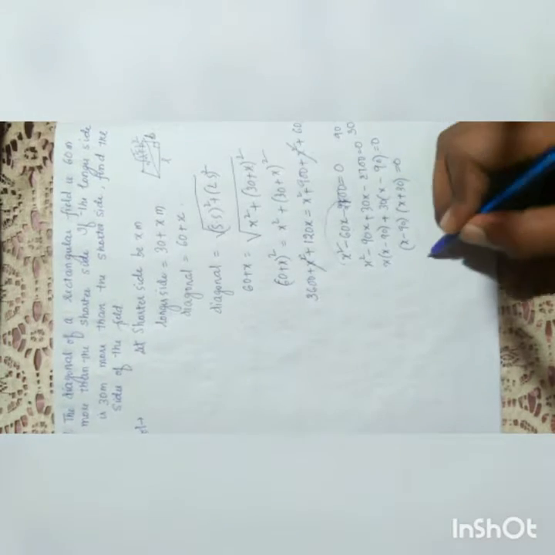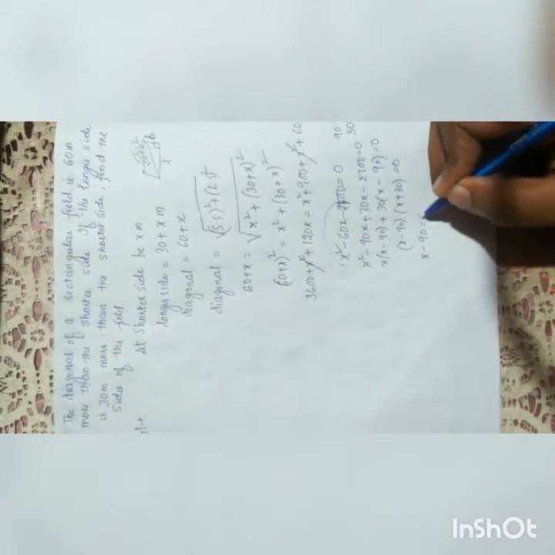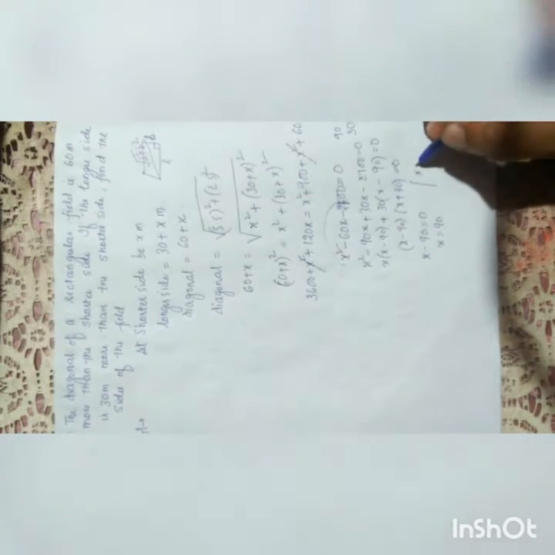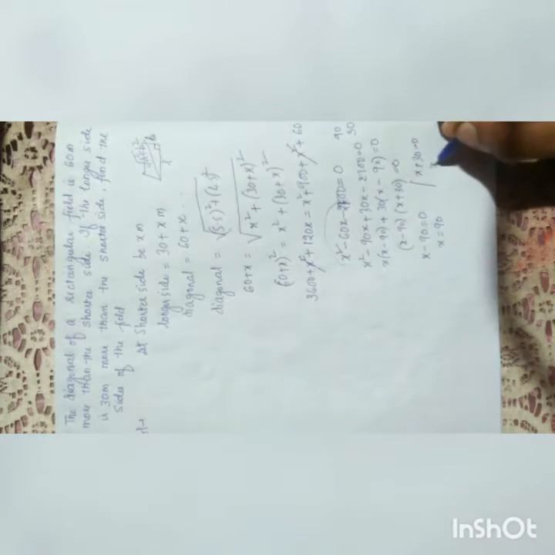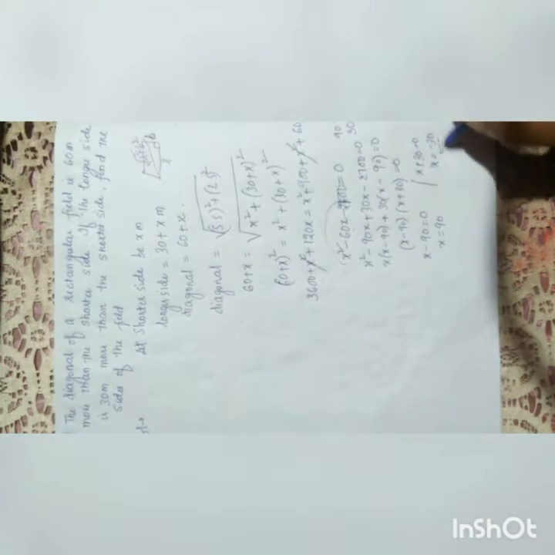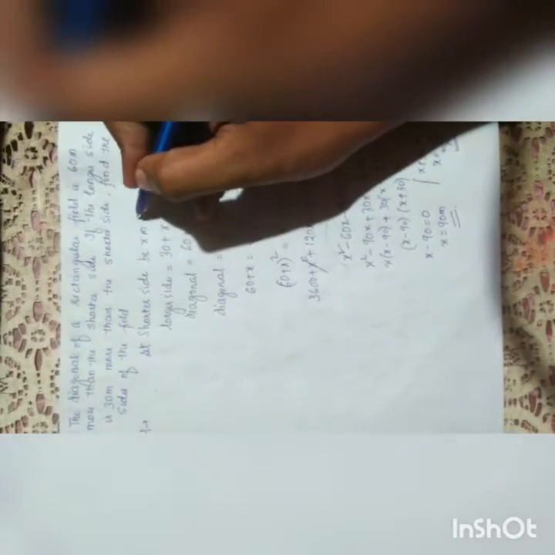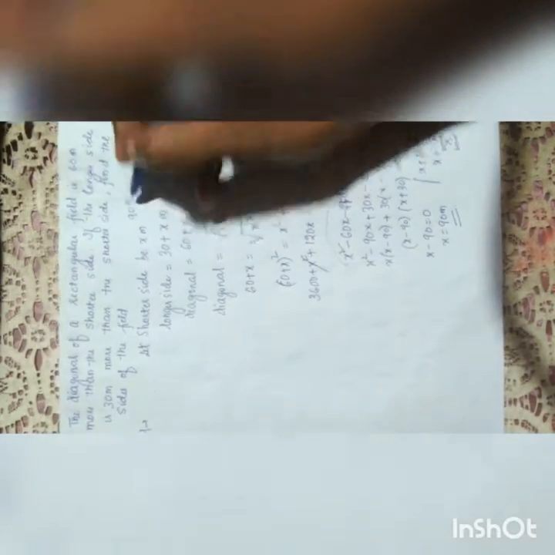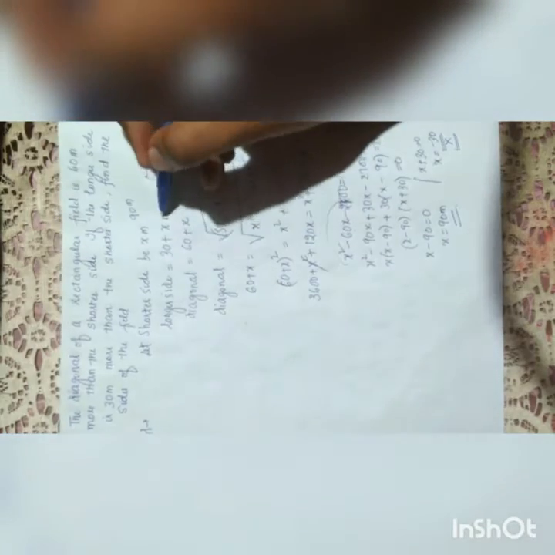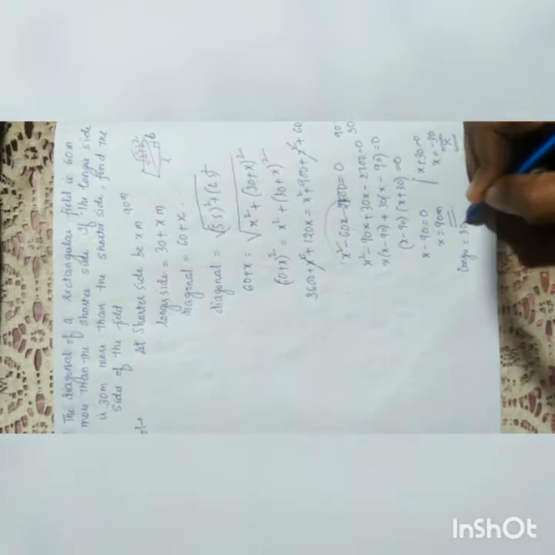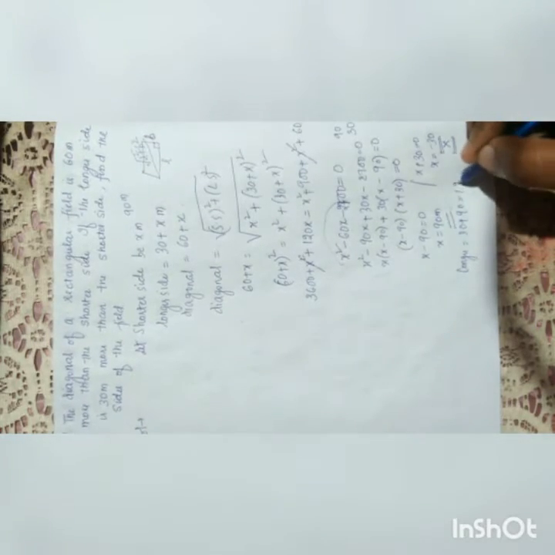So we get two values of x: x minus 90 is equal to 0, so x is equal to 90, and x plus 30 is equal to 0, so x is equal to minus 30. Since negative cannot be taken as the shorter side, because a side cannot be a negative number, we'll take x is equal to 90 meter. Since the shorter side is 90 meter, the longer side will be 30 plus 90, which is equal to 120 meter.